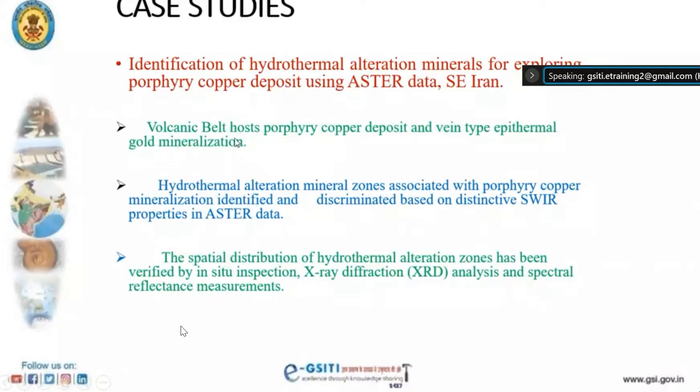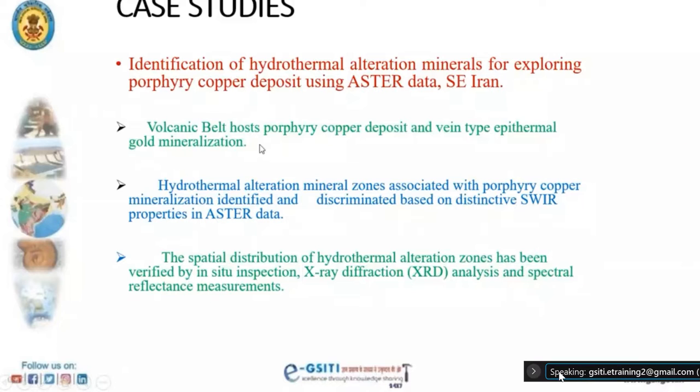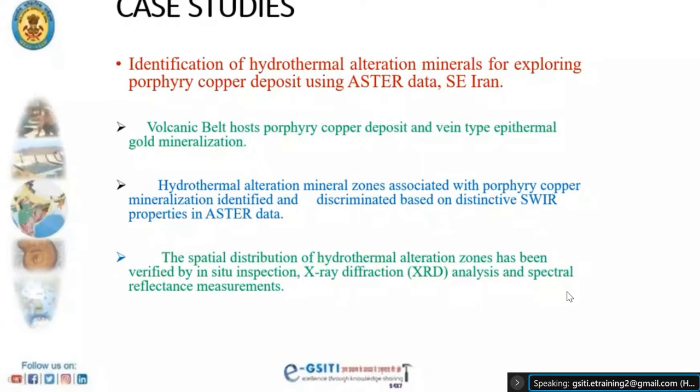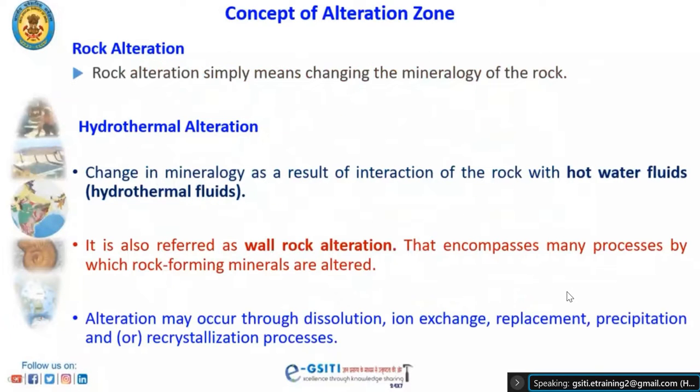This is one more case study, just an example, where we see that most of the hydrothermal alterations, where porphyry copper deposits could be found, are in southeast Iran. We could even find some volcanic belts hosting vein type gold mineralization. You can see how these alterations play a major role in giving us an indication and in finding the mineralization. And so rock alterations, hydrothermal alteration, other phases.